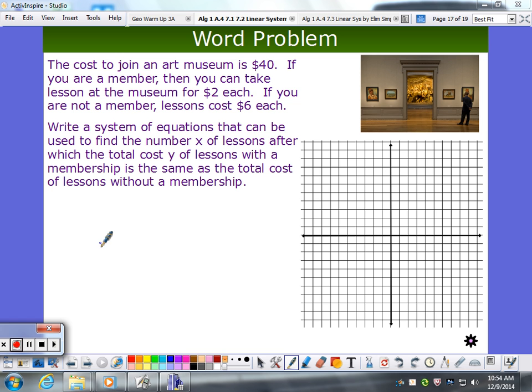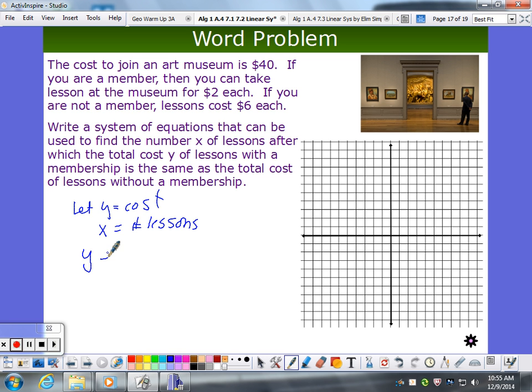So let's see. What if you're not a member? Let's start with that. I'm going to let y be the cost. And what's x then? The number of lessons you take. So if you don't become a member, how do you calculate the cost? Cost times lesson. So what's the cost if you don't join? $6. So your cost will be 6 times the number of lessons you take.